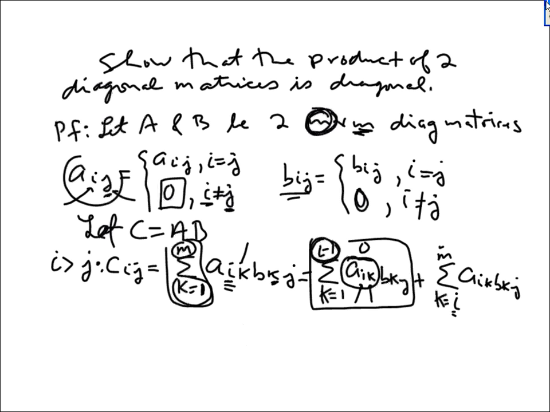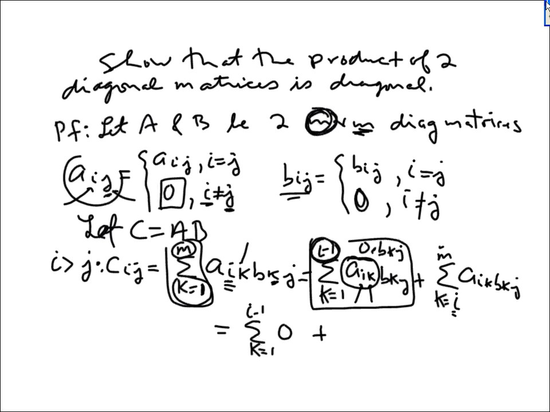And I don't care what b_kj is, because 0 times anything is 0. So over here, we have 0 times b_kj, which is 0. And we're adding up zeros as k goes from 1 to i minus 1. That is, we have 0 plus 0 plus 0 a number of times. That's going to be 0.